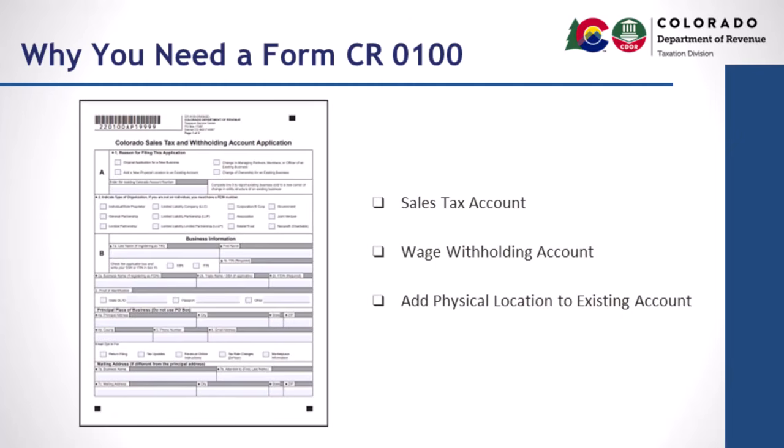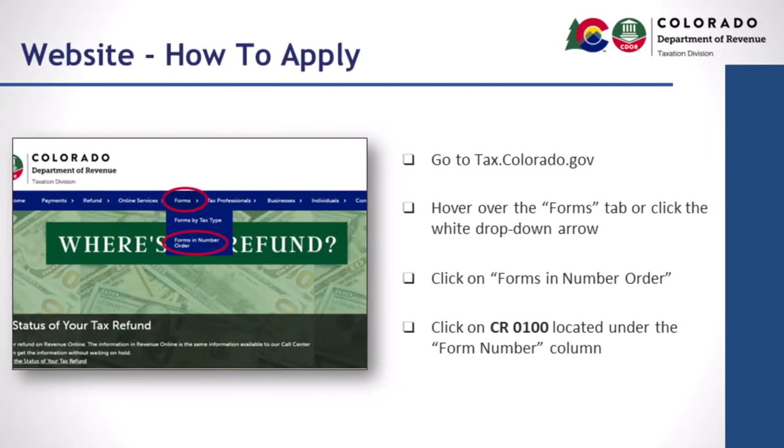The Form CR-0100 is used to open a sales tax and withholding account or to add an additional physical location to an existing account. To access the Form CR-0100, go to Tax.Colorado.gov, hover over the Forms tab, click on Forms in number order, and then click on the CR-0100 located under the Form Number column.